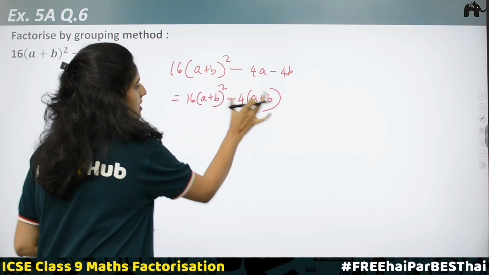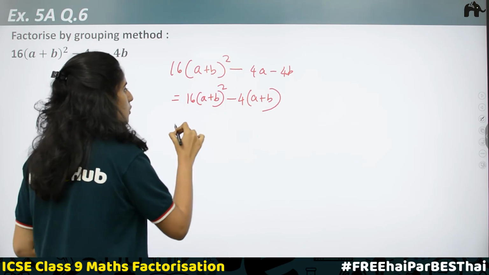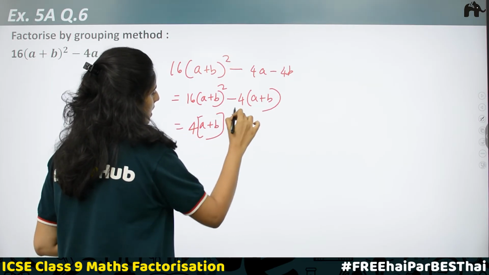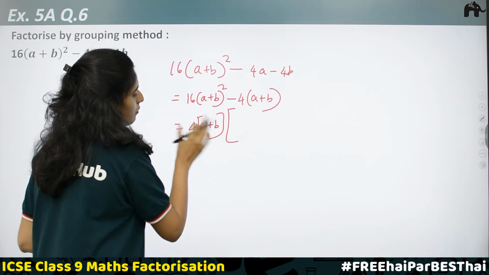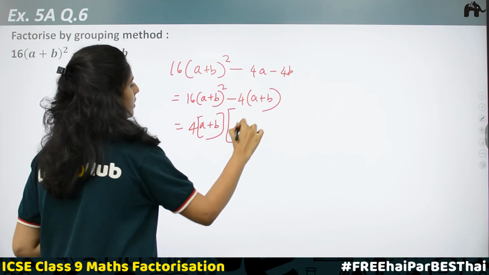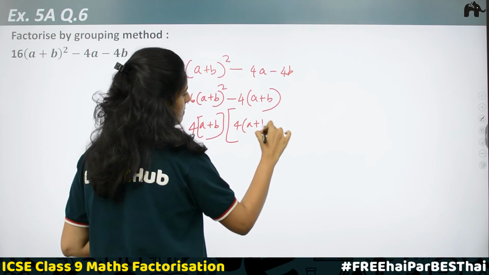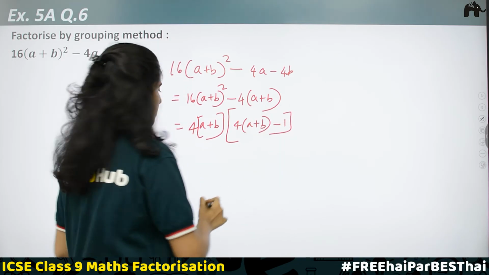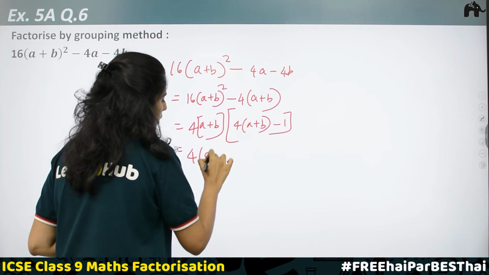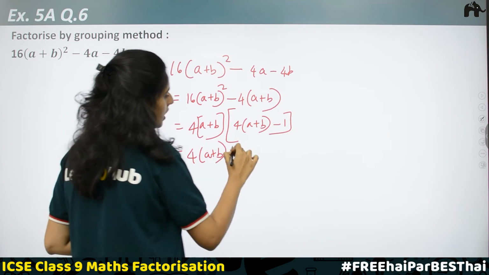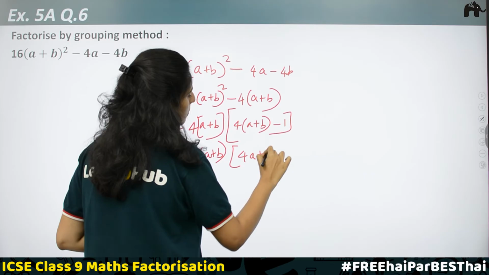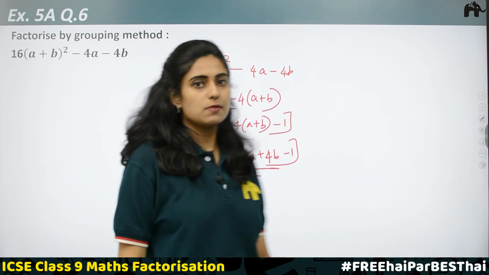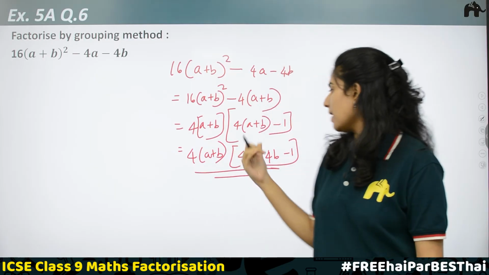Okay. Now when you consider these two terms, what is common? 4 into (a plus b) is common, which is taken out. So from here, when you take 4 into (a plus b), again you will be having 4 into (a plus b). Here there is only 1. So minus 1. This is equal to 4 into (a plus b) into (4a plus 4b minus 1). So this is the answer. 4 into (a plus b) into (4a plus 4b minus 1).